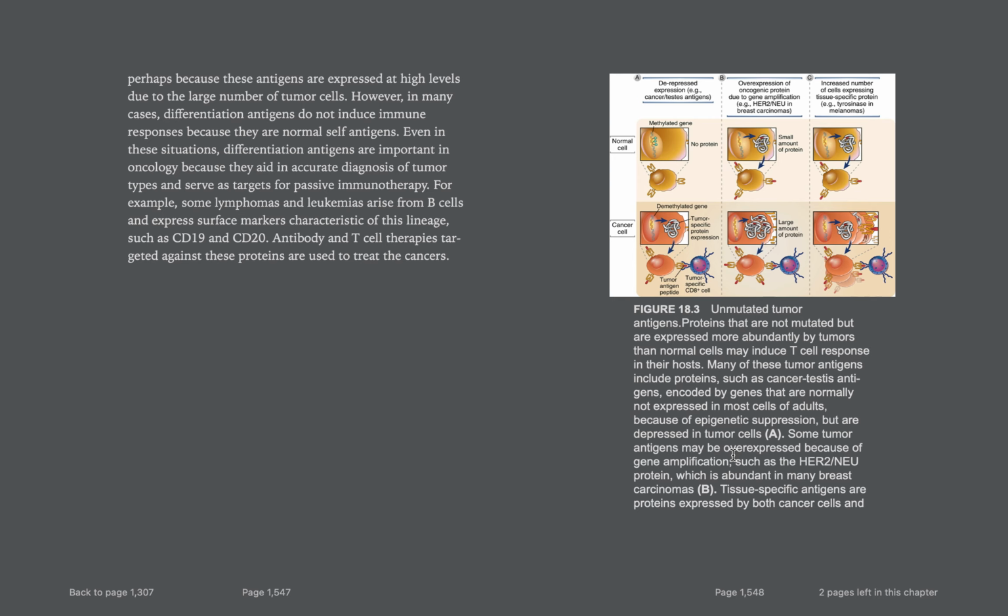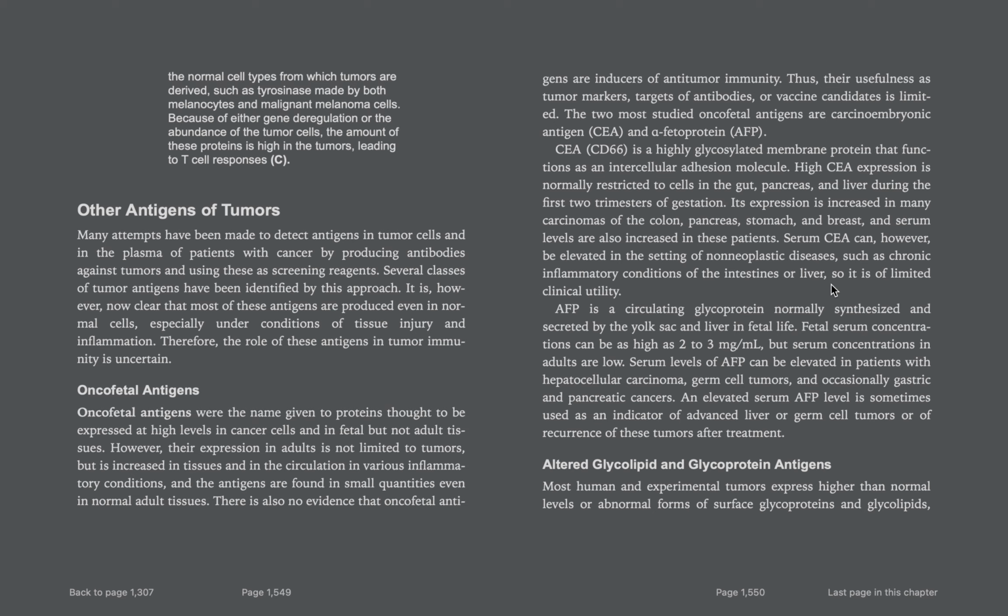Tissue-specific antigens are proteins expressed by both cancer cells and the normal cell types from which tumors are derived, such as tyrosinase, made by both melanocytes and malignant melanoma cells. Because of gene deregulation or the abundance of the tumor cells, the amount of this protein is high in tumors, leading to T cell responses.